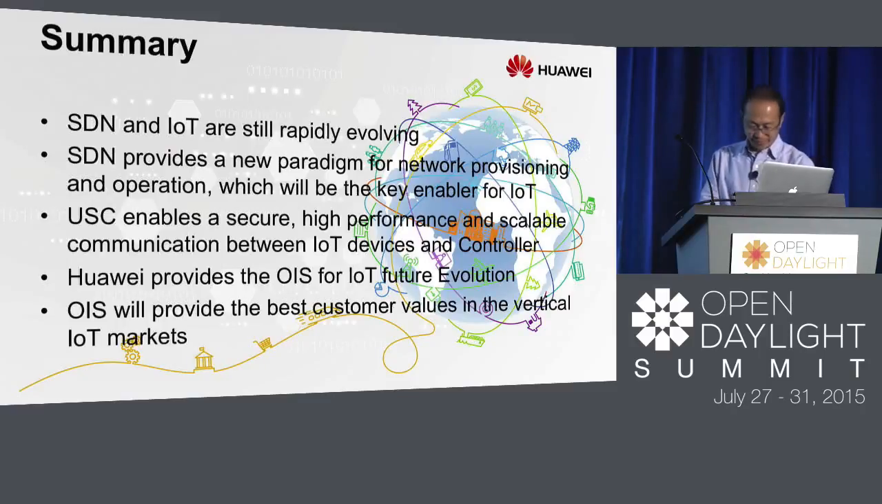And in summary, we just want to say SDN and IoT are still rapidly evolving. SDN in general provides a new paradigm for network provisioning and operation, which especially benefits IoT. And USC as a whole provides secure, high performance, and scalable communication between the IoT gateway and edge devices and the controllers. Huawei will provide the OIS for future IoT expansions. And certainly we also want the OIS to provide the best customer value in those vertical IoT markets. It's not just a platform; it will get into the vertical market to demonstrate its own value for IoT.